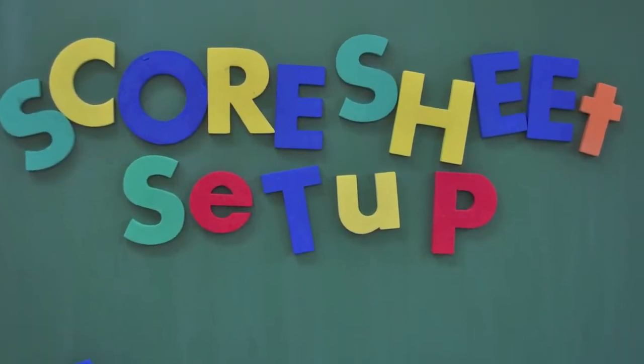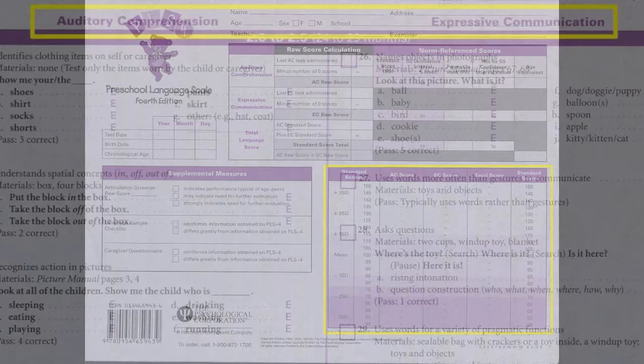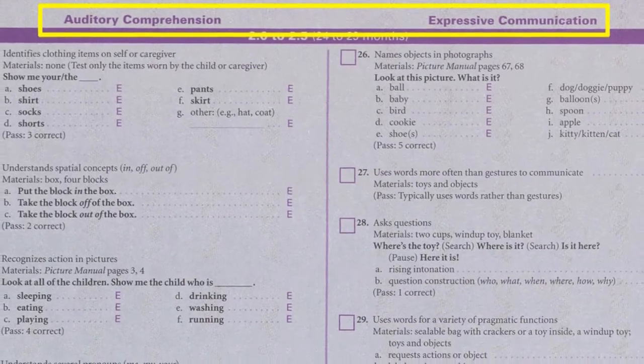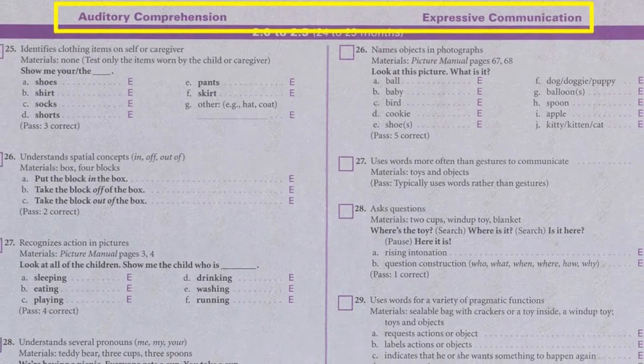Score sheet setup. This is the first page of the record form. The clinician records the child's personal information on top, their chronological age, the information from the supplemental assessments, the raw score calculation, the norm reference scores, and lastly graphs the scores on this chart. The record form divides the testing into auditory comprehension on the left and expressive communication on the right.